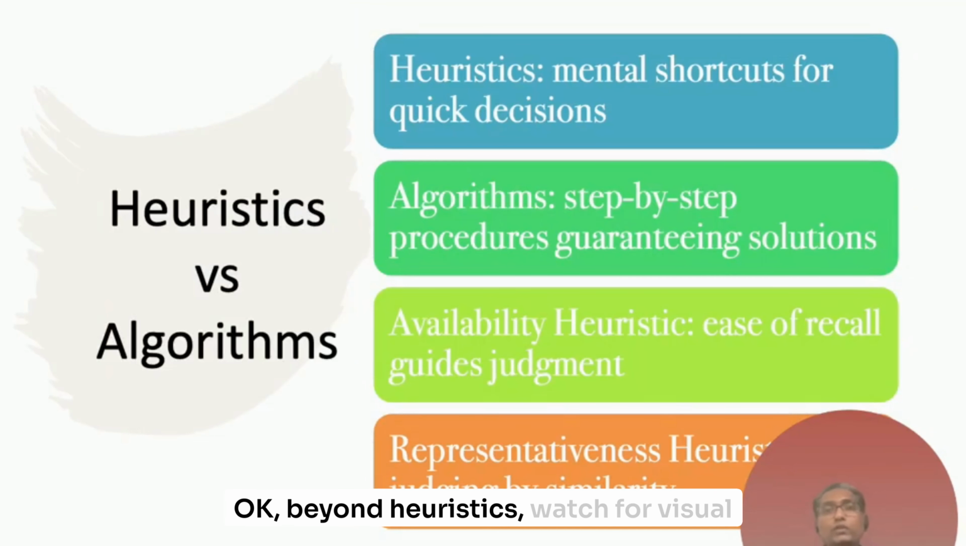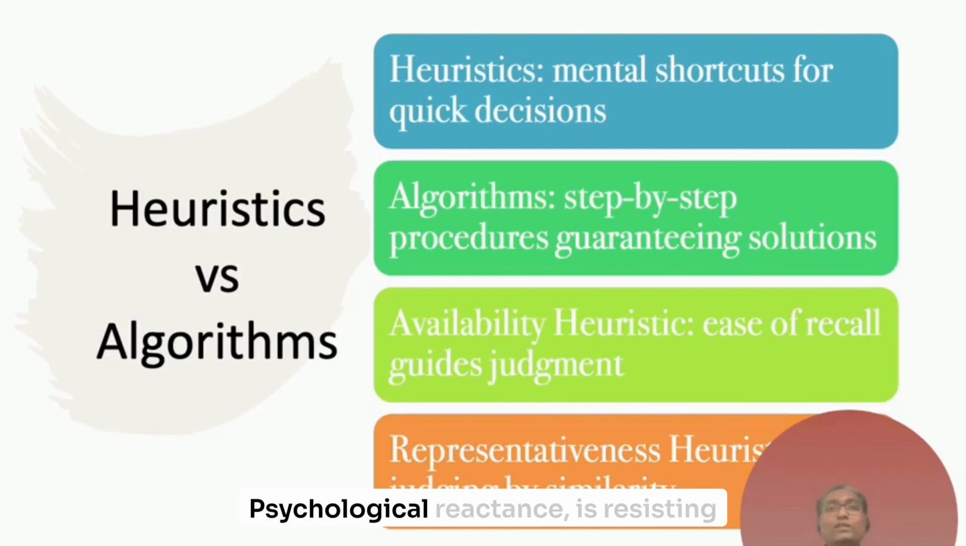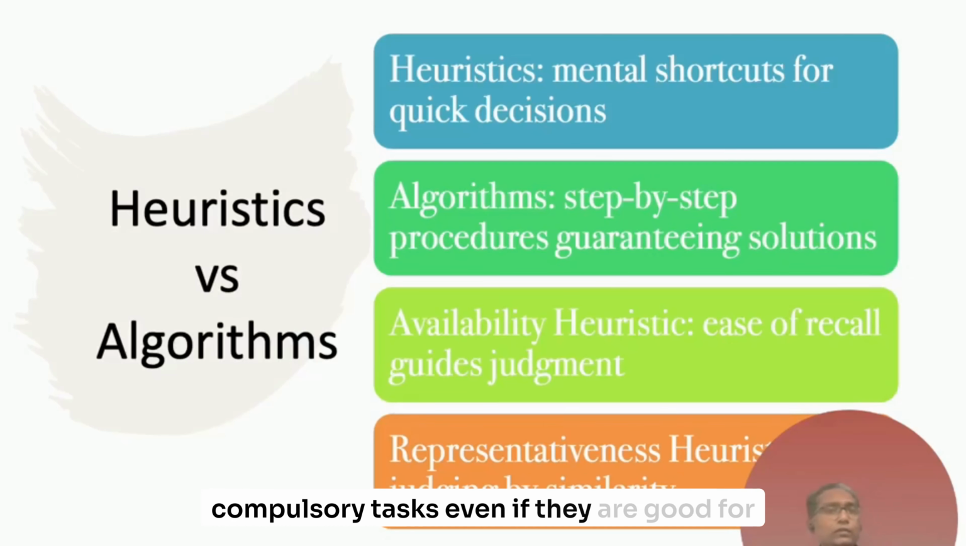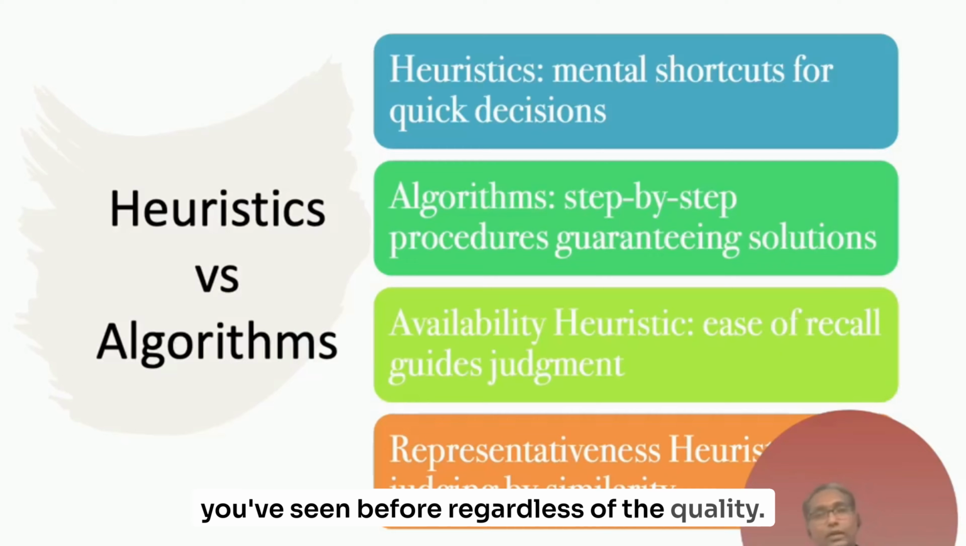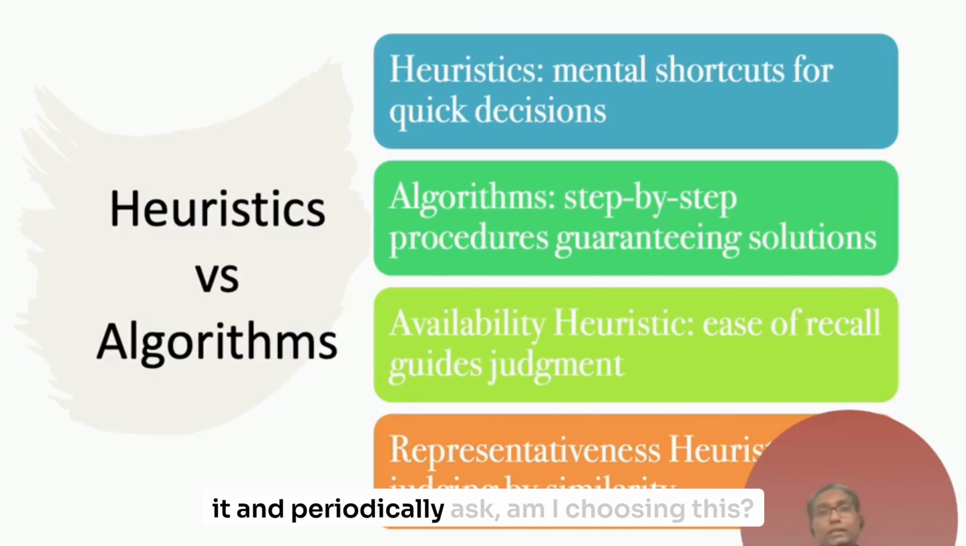Okay, beyond heuristics, watch for wishful thinking, which is overestimating positive outcomes: I'll definitely get an A. Sunk cost fallacy, sticking with underperforming projects because you have already invested time. Psychological reactance, which is resisting compulsory tasks even if they are good for you. Mere exposure effect, preferring materials you've seen before regardless of the quality. Mood congruent memory, recalling information that matches your current mood, reinforcing it. Periodically ask, am I choosing this because it is truly best or because of one of these forces?